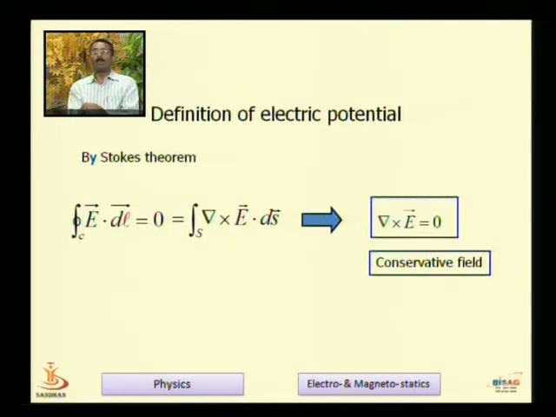So we can write down the curl of the electric field. If the curl of any field is 0, then that field is called a conservative field. So whenever we consider the electric field due to charges in a static case, the curl is always going to be 0, and so the electric field is a conservative field. This is nothing but Maxwell's second equation.